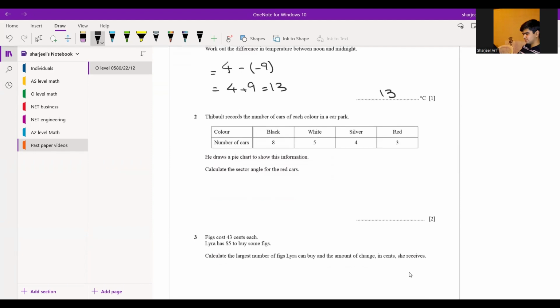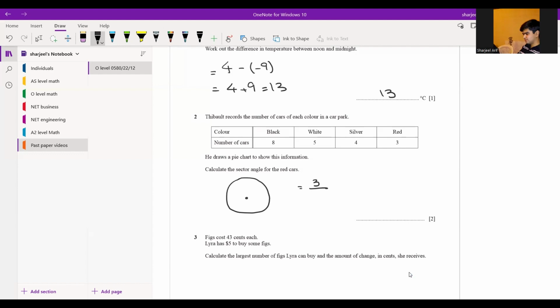We have a T-board that records the number of cars of each color in a car park. The number of cars are 8, 5, 4, and 3. We have to draw a pie chart to show this information. And after that, we have to calculate the angle of the red cars. So remember, a pie chart is always drawn on a circle, and the total degrees in a circle are 360 degrees, right?